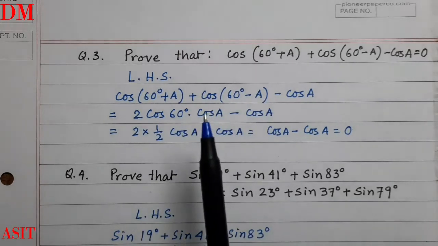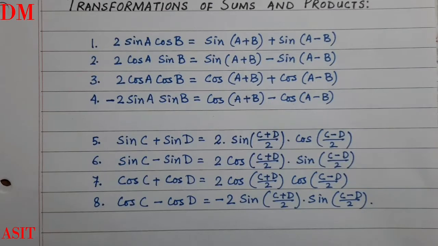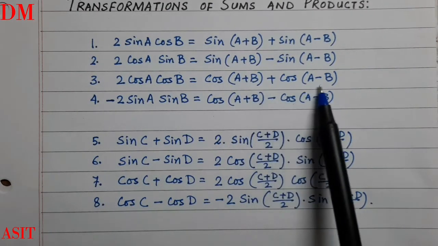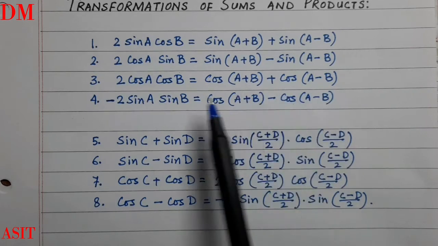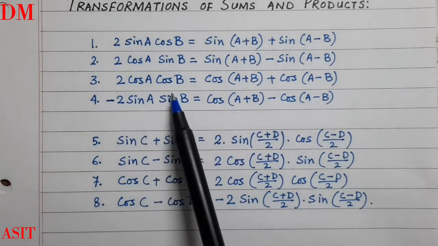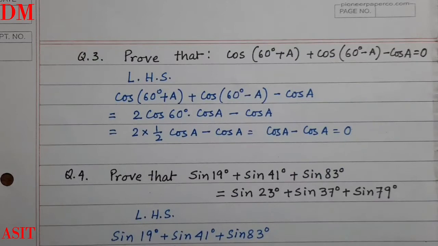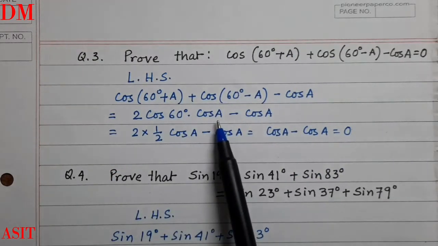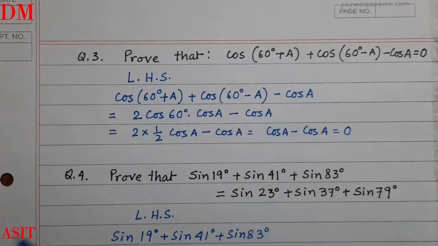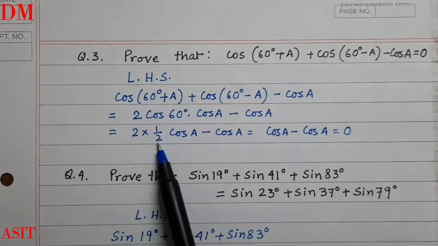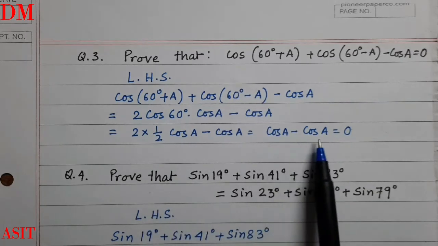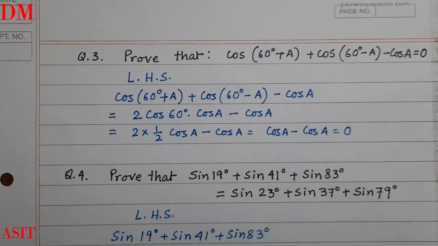Let's see what the formula for this is. Here we have cos a plus b plus cos a minus b. The formula is 2 cos a cos b. Hence it will be 2 cos 60 cos a, and minus cos a is already there. Now cos 60 degree equals half, so we can cancel 2 and half. So it will be cos a minus cos a, hence equals 0. Proved.